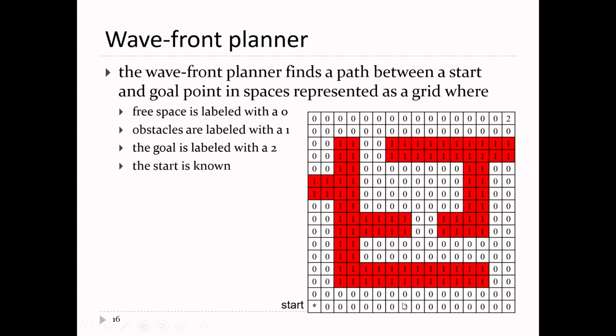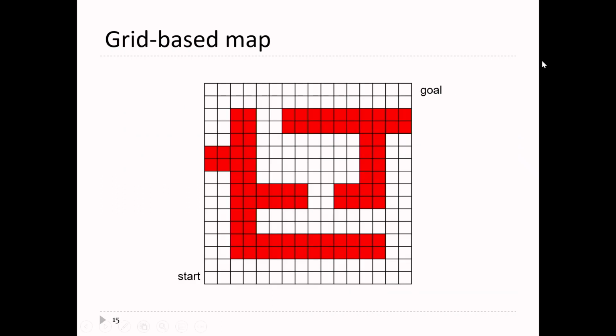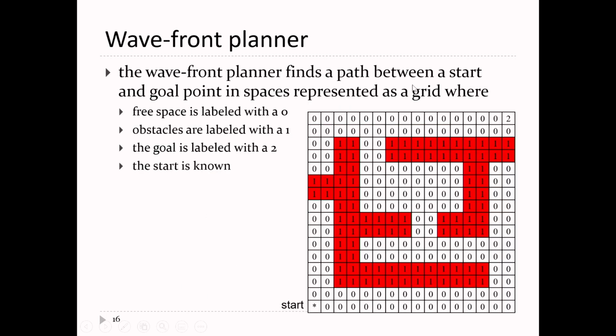Any location where the robot can move to, you mark it with a 0. So you just mark that grid location with a 0. Anywhere the robot cannot move to, you mark it with a 1. So all the red squares get marked with a 1. Your goal. Oh, sorry. The goal is here and the start's here. I have it backwards. So your starting location is here, the goal location's here. You mark the goal location with a 2, and the start location gets some special symbol.